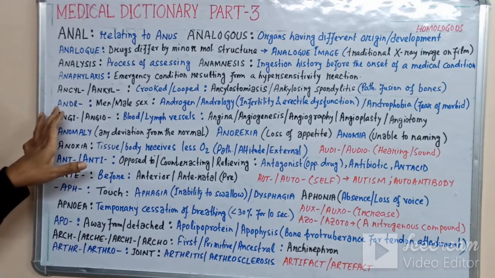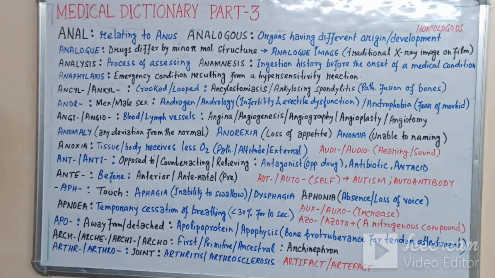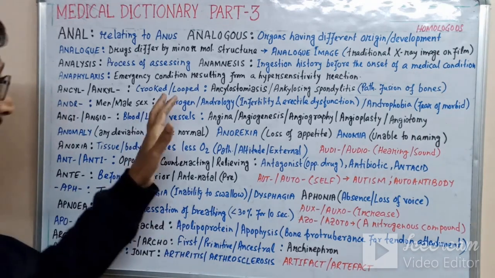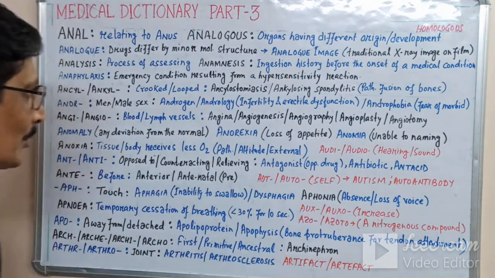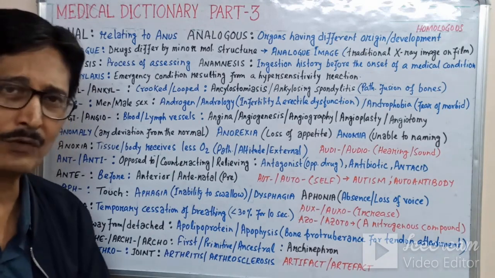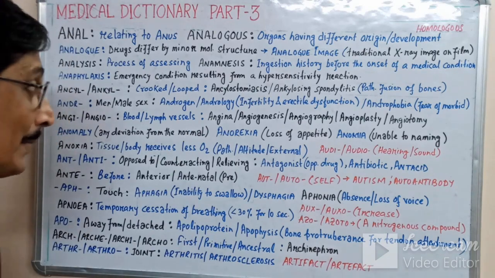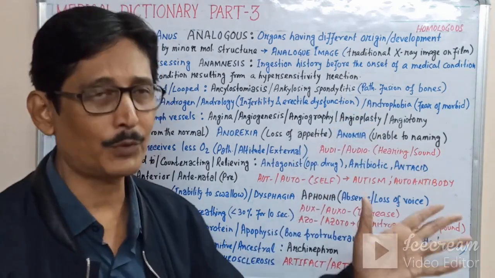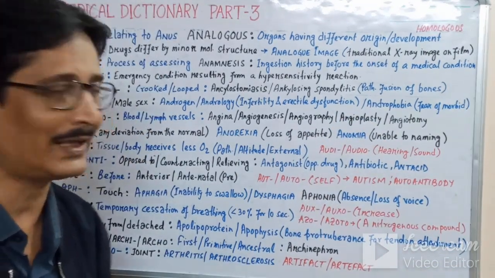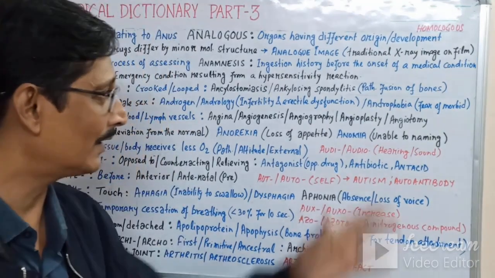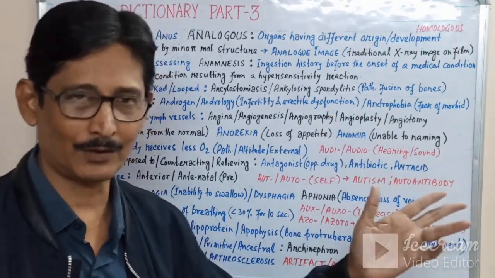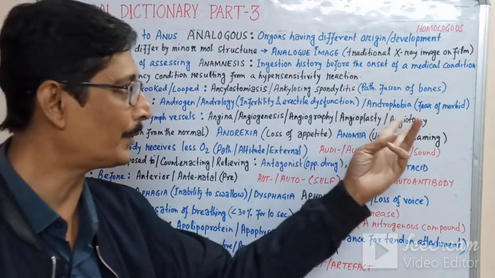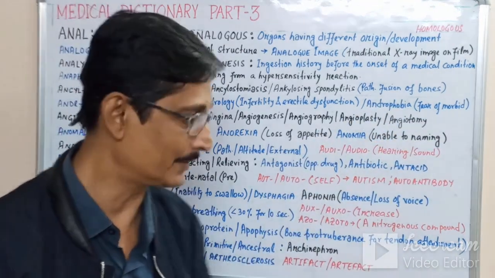Now the next prefix is ANDR. ANDR means male or male sex hormones. Like androgen, which is a male sex hormone. Andrology is where we study male infertility or erectile dysfunction. And androphobia means fear of men. Like hydrophobia is the fear of water, androphobia is the fear of men.